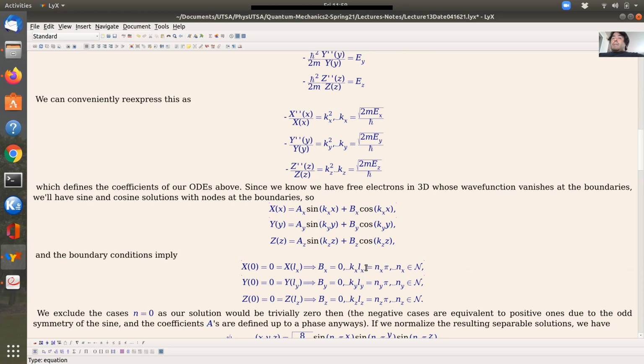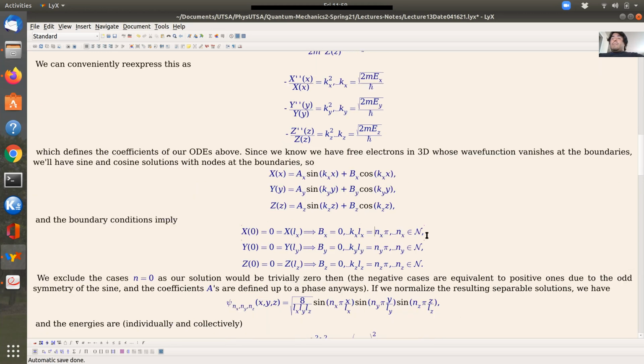So that means that this product kx Lx is equal to nx pi, where nx belongs to the natural numbers. Of course we have labels, sub-indices to distinguish the natural numbers. The reason we can restrict to the natural numbers is, first of all, because n equals 0 would give you a trivial solution, because sine of 0 is 0. And then the negative n's are essentially equivalent to the positive ones by symmetry of the sine function.